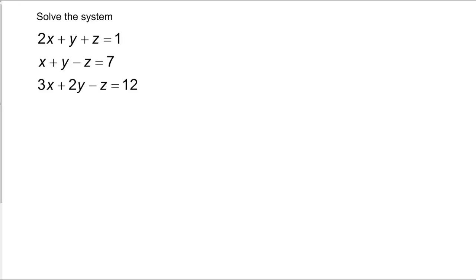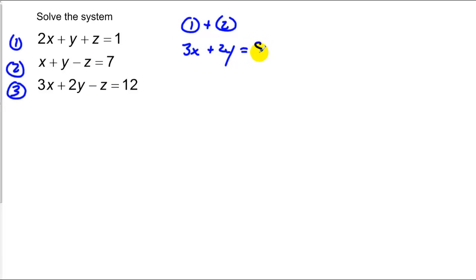Next we move to three dimensions, and we're talking about x, y, and z. There's a number of ways we can do this. Some people are a fan of substitution. I'm personally not. What I like to do is number my equations 1, 2, and 3, and then eliminate some variables along the way. I notice if I take equation 1 and add it to equation 2, I can eliminate my z variable. So I have 3x plus 2y is equal to 8.